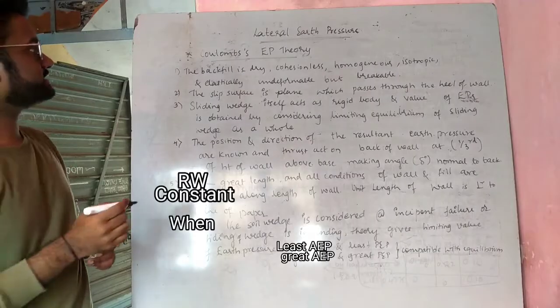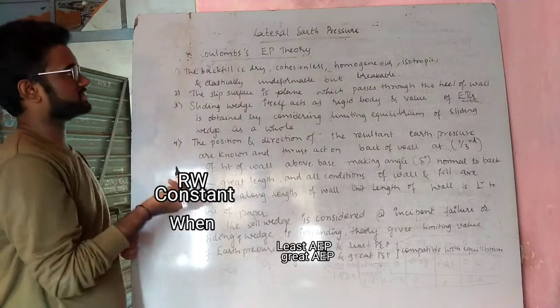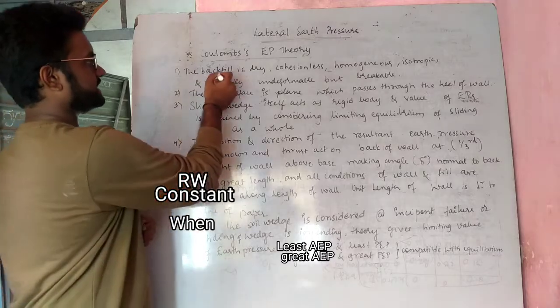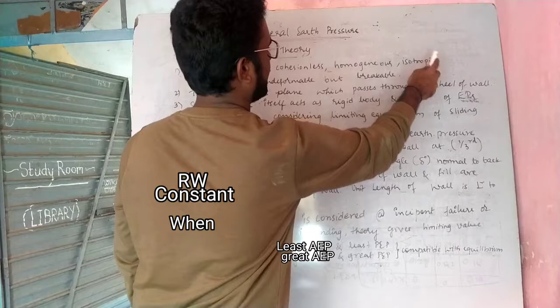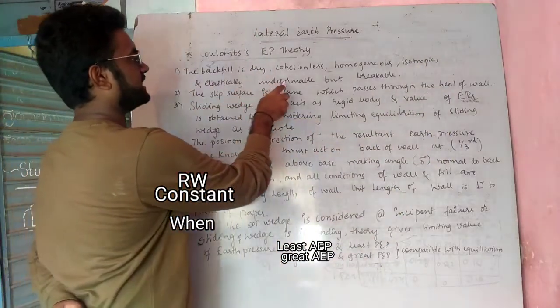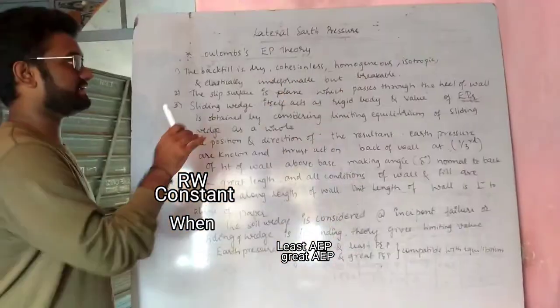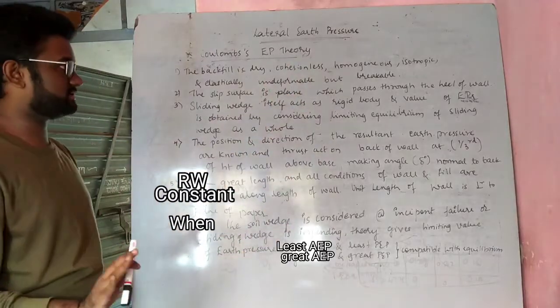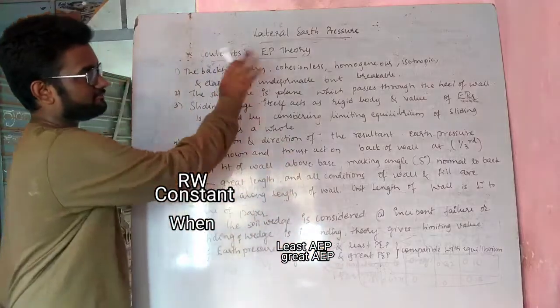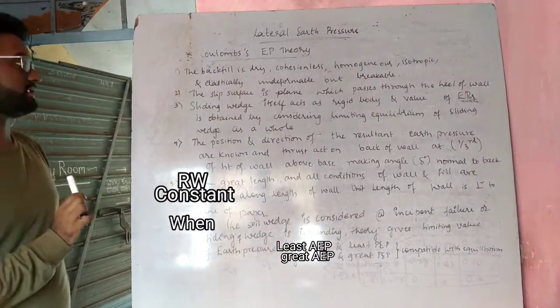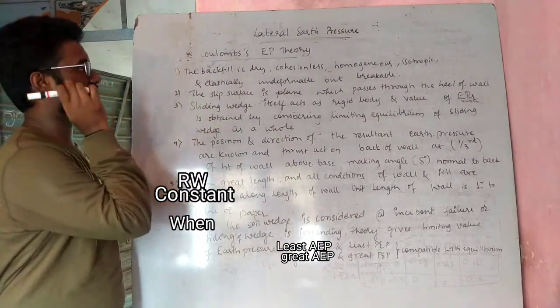Let's start the discussion of Coulomb's earth pressure theory. It says the backfill is dry, cohesionless, homogeneous, isotropic. It is elastically undeformable but breakable. Undeformable means it is not possible to deform elastically, but it can be broken. But once deformed, it cannot be regained. That is what the first point says.